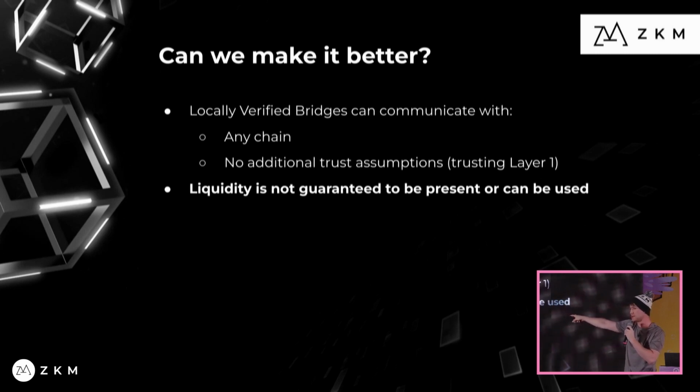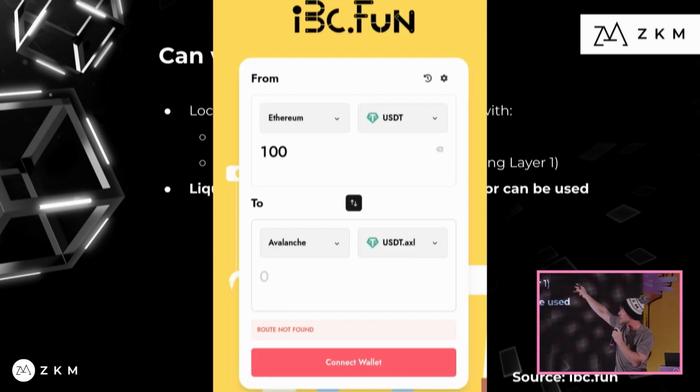Though, one big issue, liquidity is not guaranteed to be present or can be used. Now, what do I mean by that? As an example, IBC Fun is, let's say, the interface towards all of this cross-chain communication. In my example, remember how I said Alice wants to send 100 USDT to Bob on Avalanche. So as you can see, I'm trying to send 100 USDT from Ethereum to Avalanche, but it says down here that the route was not found.